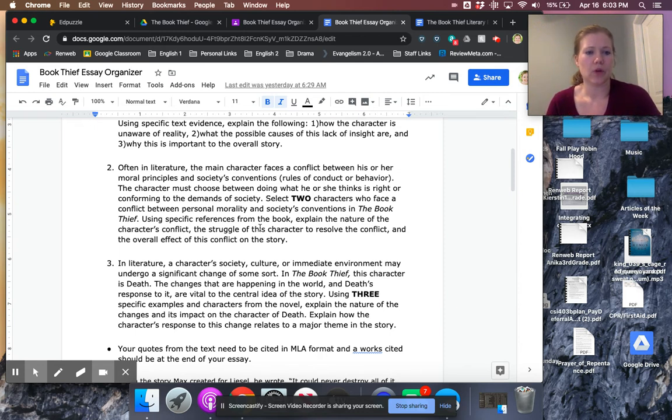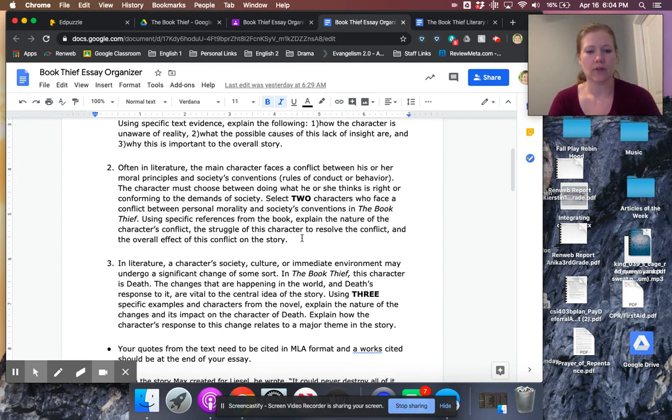You're choosing your two characters who are choosing between their personal sense of morality and what other people around them say. It could be good, it could be bad, depending on which characters you choose. So you have a lot of options with a lot of characters for that one. When you choose your two characters, you are agreeing that these characters are facing a conflict between morality and society's conventions.